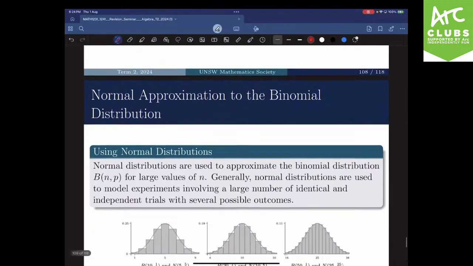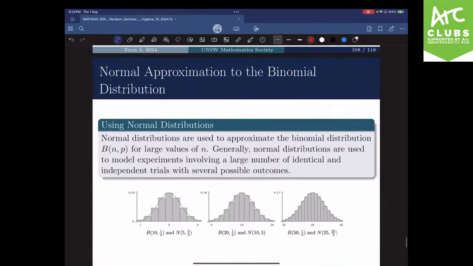Okay, and then here we have the normal approximation to the binomial distribution. Remember, the normal distribution is a continuous distribution. Binomial distributions, on the other hand, are discrete. So we're trying to use a continuous distribution to approximate a discrete distribution, and we'll see that there are actually some problems with this.